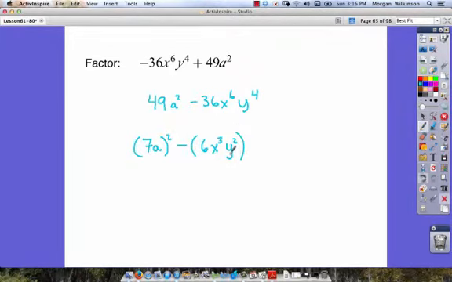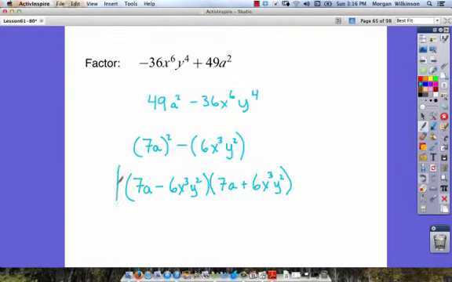And now we can go ahead and write as two binomials. We're going to get 7a minus 6x to the 3rd y squared as our first binomial. And our second binomial is going to be 7a plus 6x to the 3rd y squared. We've got our final answer.